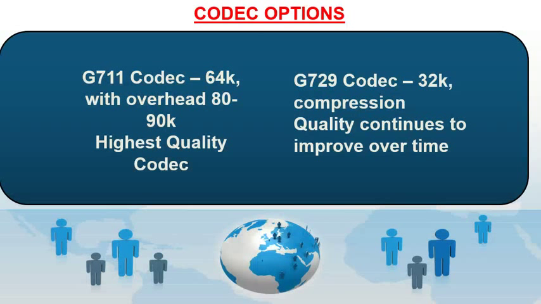Okay, G711 is a codec that allows for voice at a requirement of 64K bandwidth per channel or call path. Many carriers, though, will use as much as 80K per channel, and with overhead you really might need at least 90K of bandwidth per voice channel. G729, on the other hand, uses a compression of bandwidth, requiring only 8K of bandwidth per voice channel, but with overhead you can expect to allow for up to 32K per voice channel.